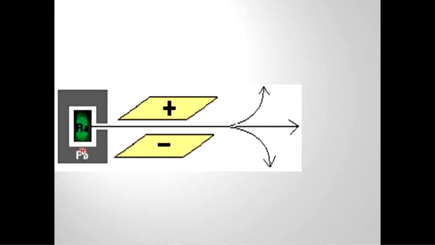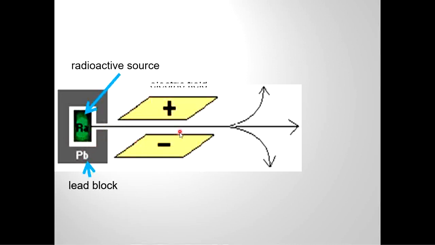So here's Rutherford's experiment. He has this radioactive substance inside this lead block, and these are electrically charged magnetic fields, so positive on top and negative on the bottom. And he shot the substance through, and he saw that some of the particles went up towards the positive, some of them went down towards the negative, and some of them went straight through. So what did Rutherford conclude from this?